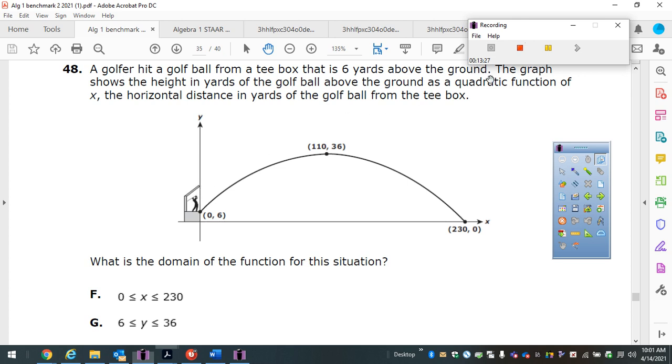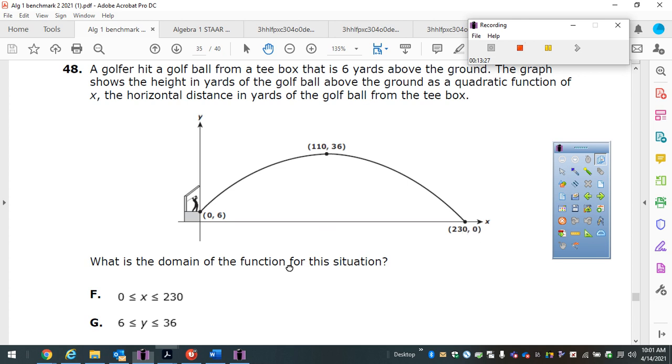Whatever. The graph shows a height in yards of the golf ball. The golf ball's flight, okay? And the golf ball's path, how about that? Of golf above the ground as a quadratic function of x, okay? It's a function of x, f of x, and the horizontal distance in yards of the golf ball from the tee. So this is yards, okay? Weird, 6 yards up, crazy, right? 36 yards up, 0 yards, you got it?